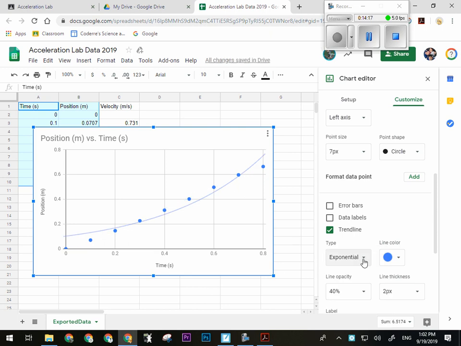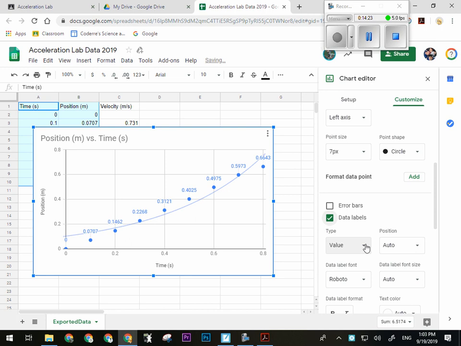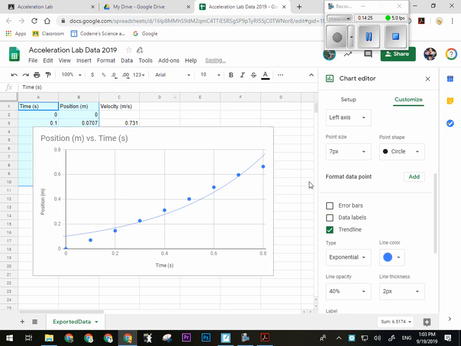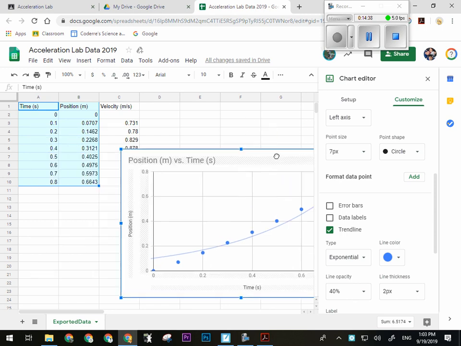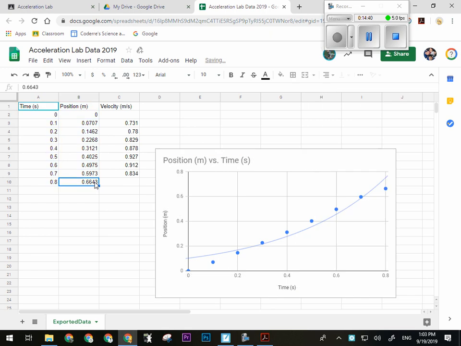Okay, it doesn't really fit all that well, but it should be a little more curved. Now, part of the reason it did that is because I have this point over here that's not fitting. See how it's not on the curve? So I'm going to take that point out. I'm just going to move this over, and I'm going to remove this point here.